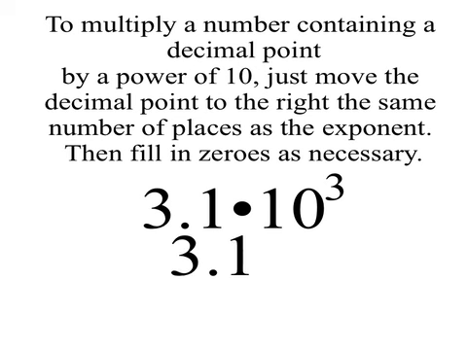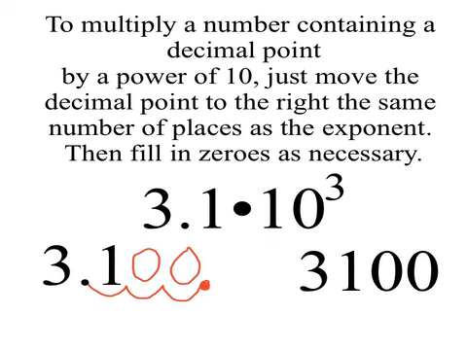Here's 3.1 times 10 to the third. And we start by writing 3.1. We need to show a little work, so we wrote it below. And then we move our decimal point 3 places, but we have 2 blank places, and that's the places where it says fill in zeros as necessary. So we fill in those 2 zeros to be placeholders, and then we write our final answer. 3,100 is the answer to 3.1 times 10 to the third.